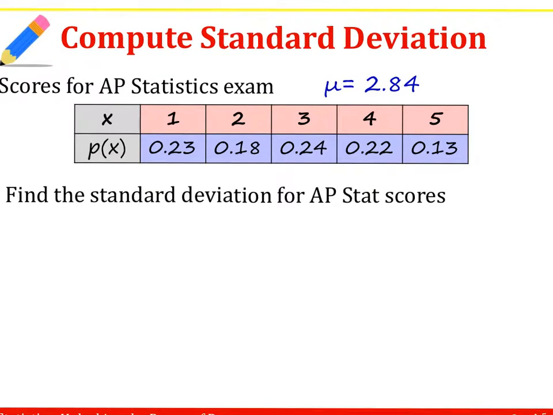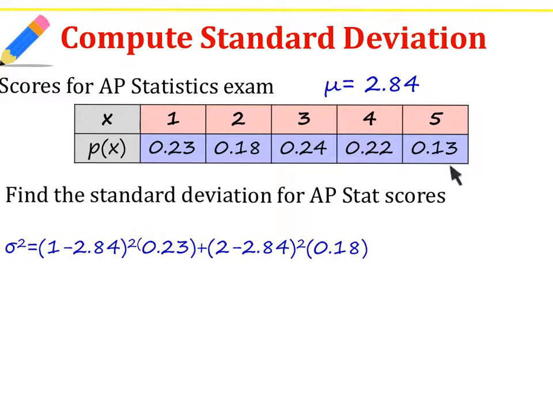Now let's compute the standard deviation from the example that we were just looking at. We already know that the mean is 2.84. So we're going to take our X value and subtract the mean from it, square it, and then multiply that by the probability. Here are the first two scores that we're talking about. We're going to continue this process for 3, 4, and 5.